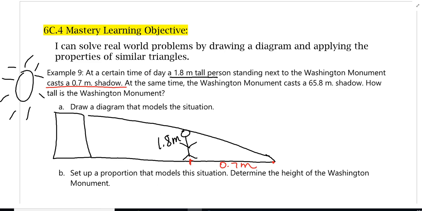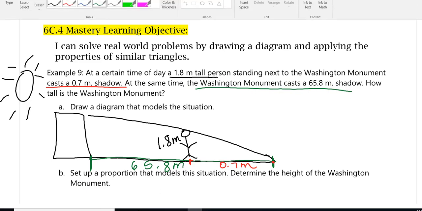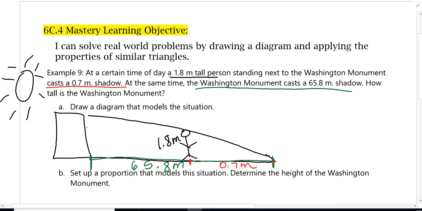All right, it's also going to tell me then that the monument cast a 65.8. So 65 is going to be from all the way over here all the way to here. And this is going to be 65.8 meters. We want to figure out how tall the monument is. So what we do not know is this length. We want to figure out that height. Well, the good thing is that we have two triangles here.